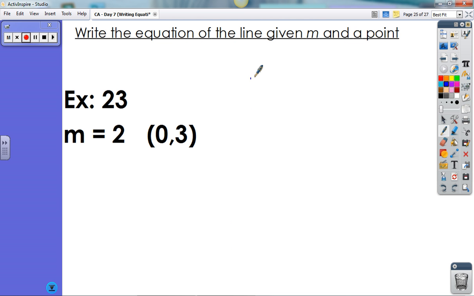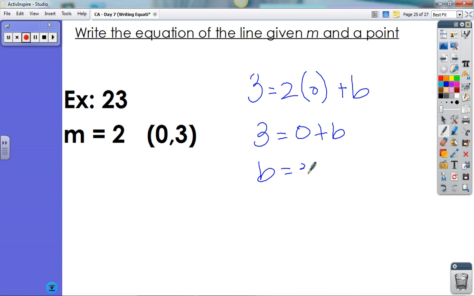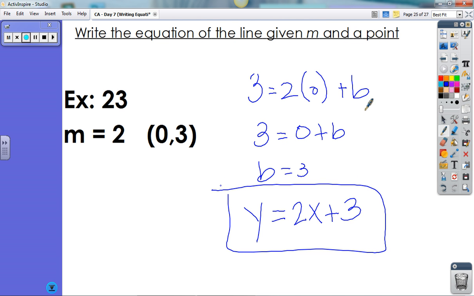My y value is 3. My slope is 2. My x value is 0. So b is 3. Equation of the line, y equals 2x plus 3. You may also be able to just look at this and say, oh, there's my slope, and 0, 3 would be my y-intercept. So could have done it that way as well.